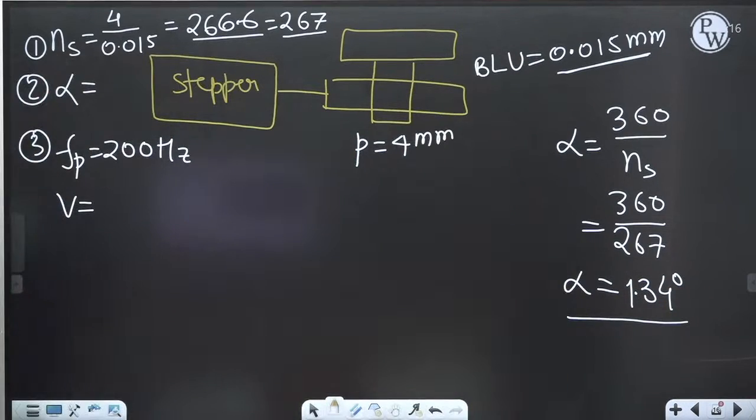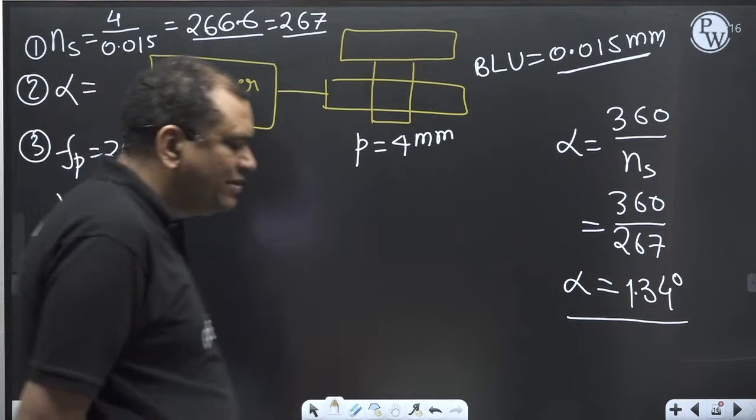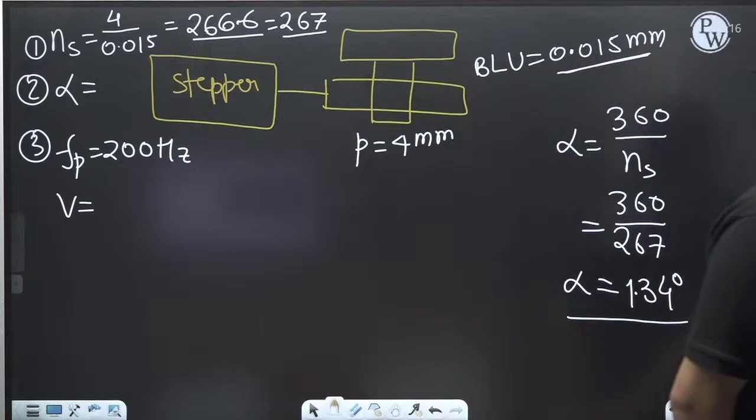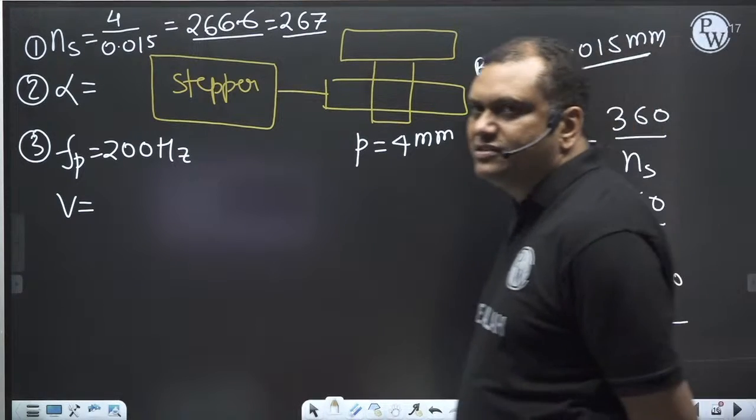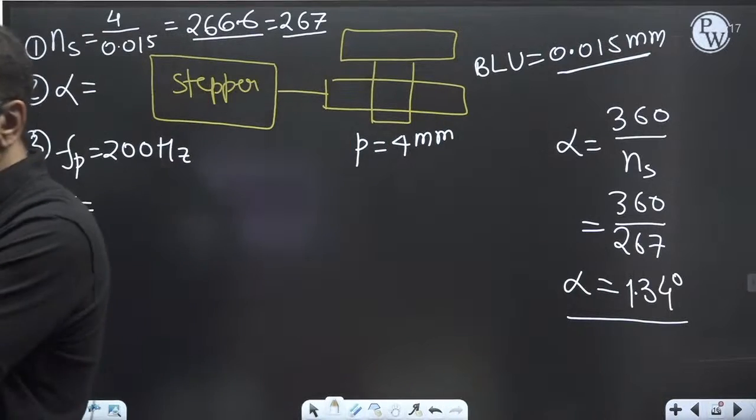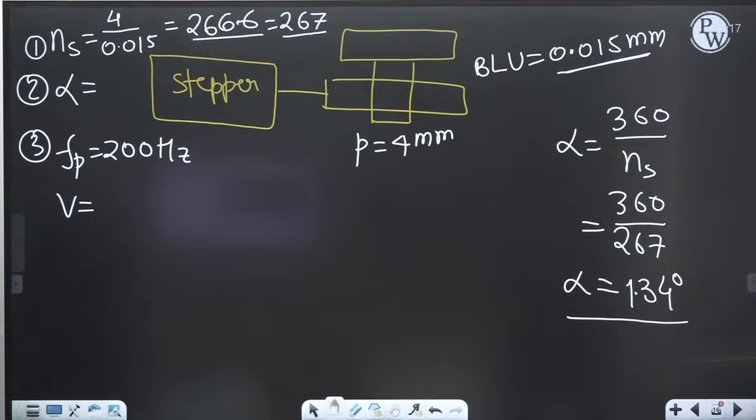Now, third question, can you give me the answer? Linear velocity of table, can you give me the answer? Please give me the answer.